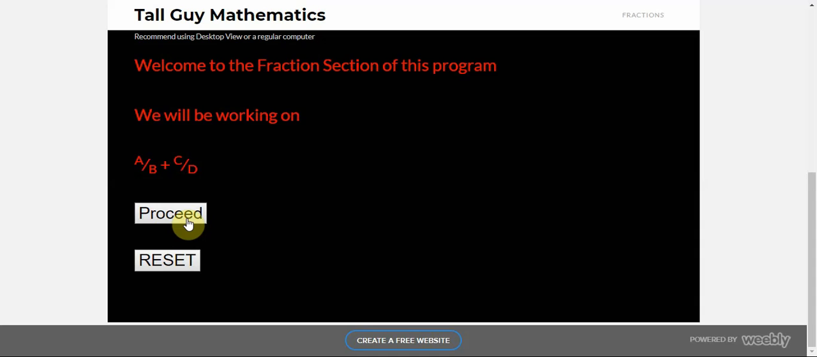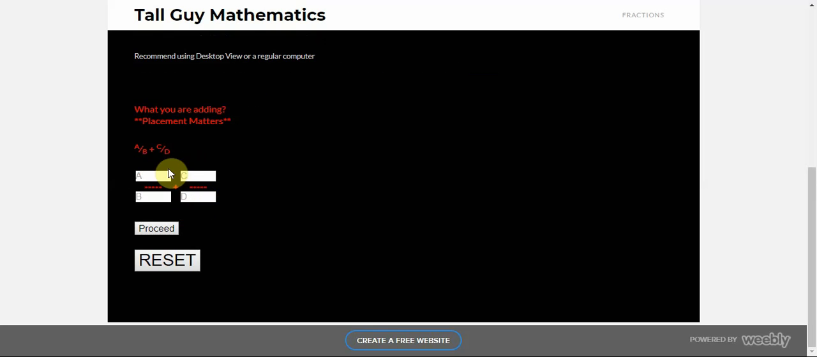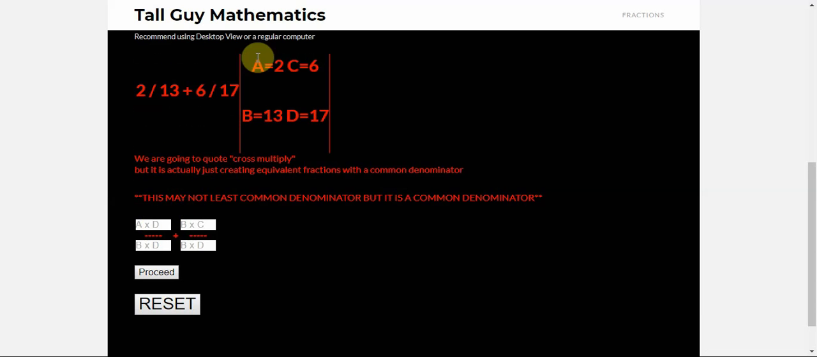This is a project I've been working on the side, which is adding fractions in the form of a over b plus c over d. So this could be a half and a quarter, but this is not to explain how the program works. It's to show you examples that do work. So this program prompts you to put in a couple of fractions, and we're going to do 2 over 13 plus 6 over 17. Okay, so 2 13ths and 6 17ths.